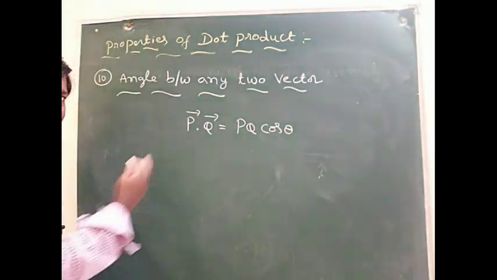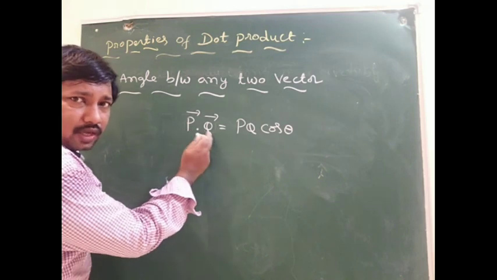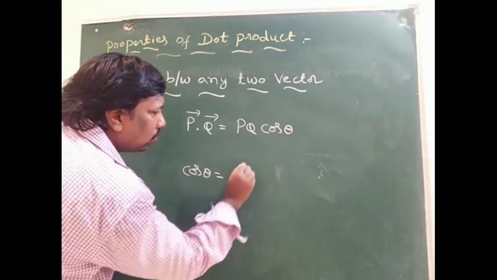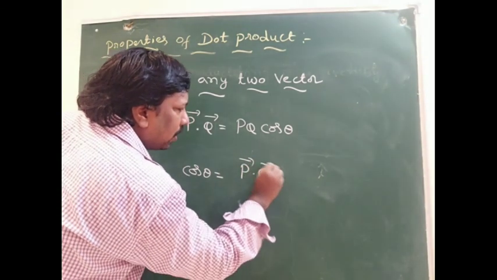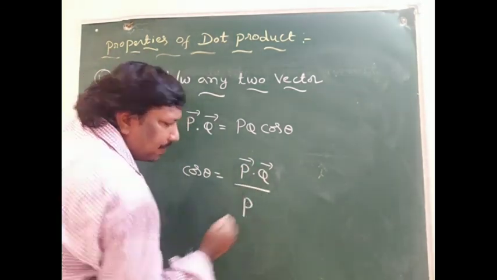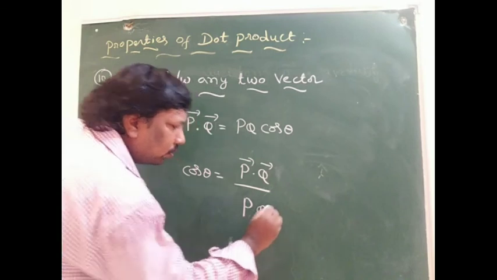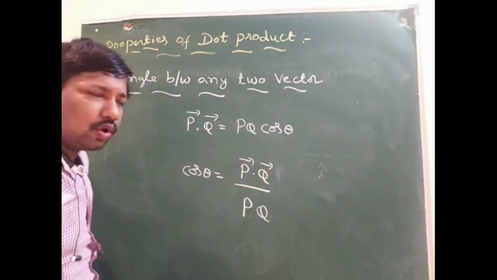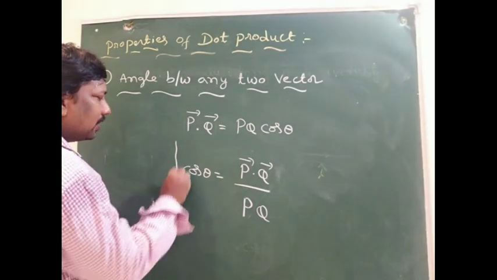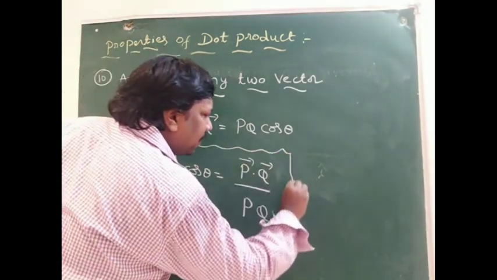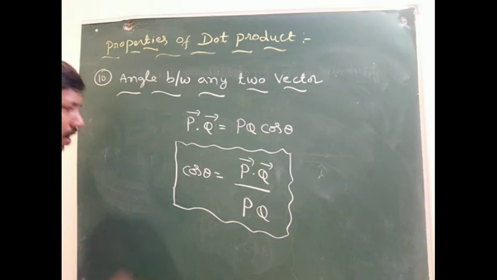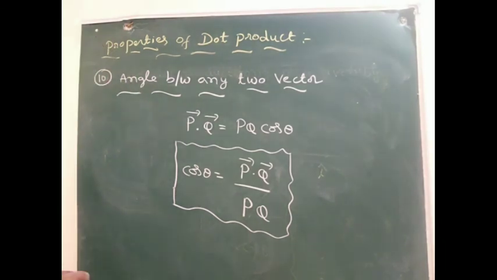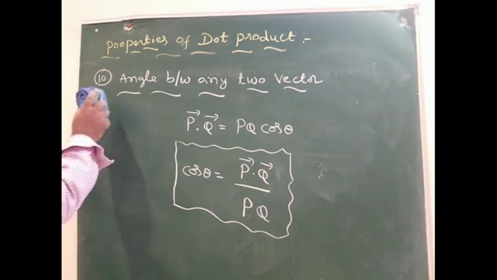Therefore, for the angle between two vectors P bar and Q bar, cos theta is equal to P bar dot Q bar divided by P into Q. Here P is the magnitude of P bar, Q is the magnitude of Q bar. So the angle between P bar and Q bar is given by cos theta equal to P bar dot Q bar by PQ. Next property, property number 11.